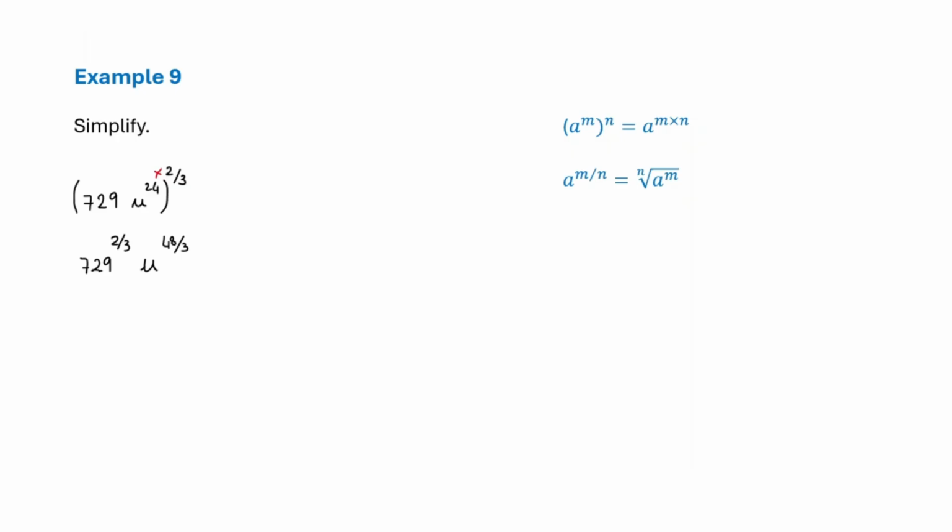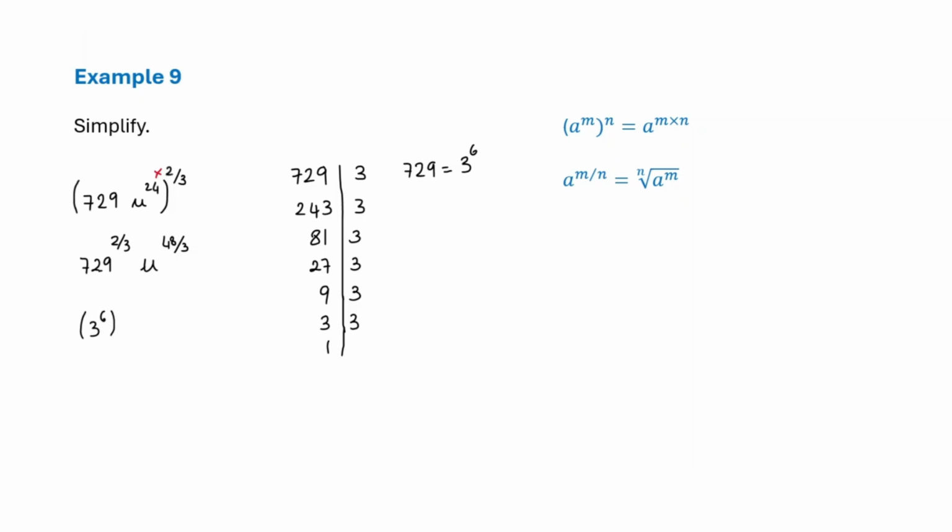To simplify 729 to the power of 2/3, we write 729 as a power of its prime factors. 729 is equal to 3 to the power of 6. This gives us 3 to the power of 6, all raised to the power of 2/3, multiplied by u to the power of 16. We apply the power of a power rule again. We keep the base and multiply the exponents. 6 multiplied by 2/3 gives us 12/3. So we get 3 to the power of 12/3, multiplied by u to the power of 16.